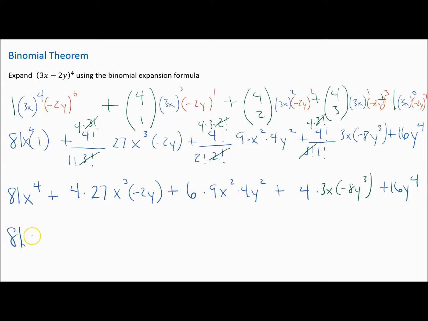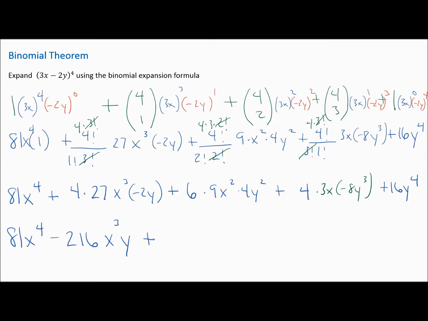I've got 81x to the fourth plus, now actually it's going to be minus, right? Because I have positive times negative, and I definitely need my calculator for this. I don't want to crunch those numbers. 4 times 27 times negative 2 gives me negative 216. So this is minus 216, and check out my variables. I got an x to the third and a y to the first. Now this is going to be positive because all that's positive.